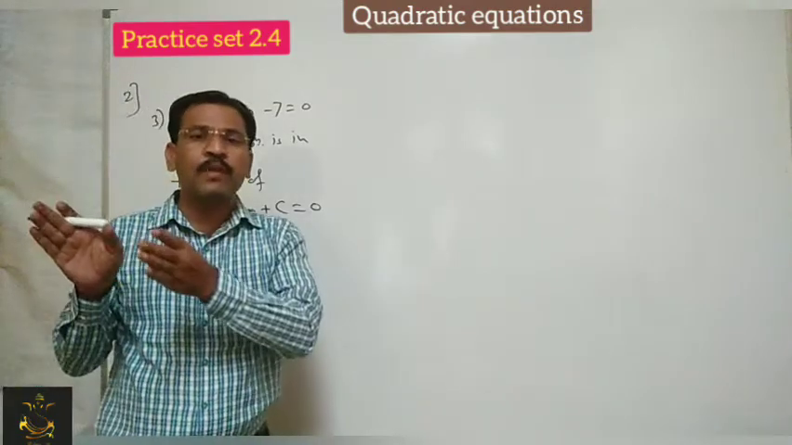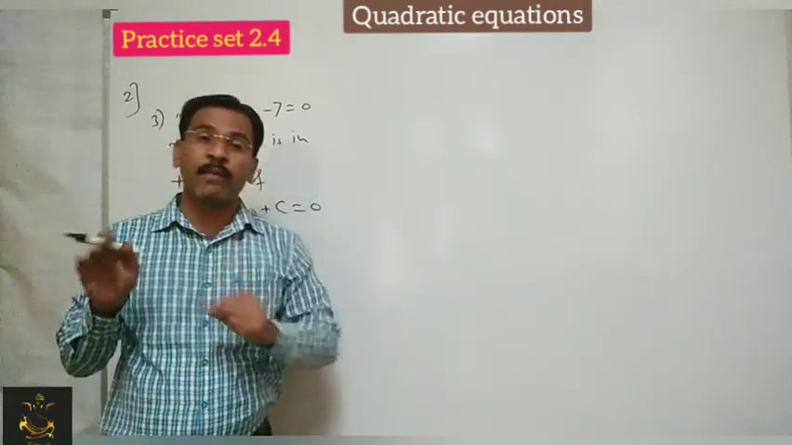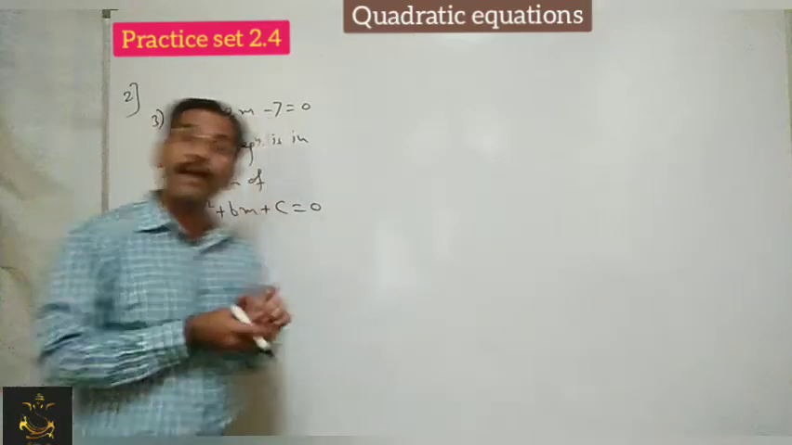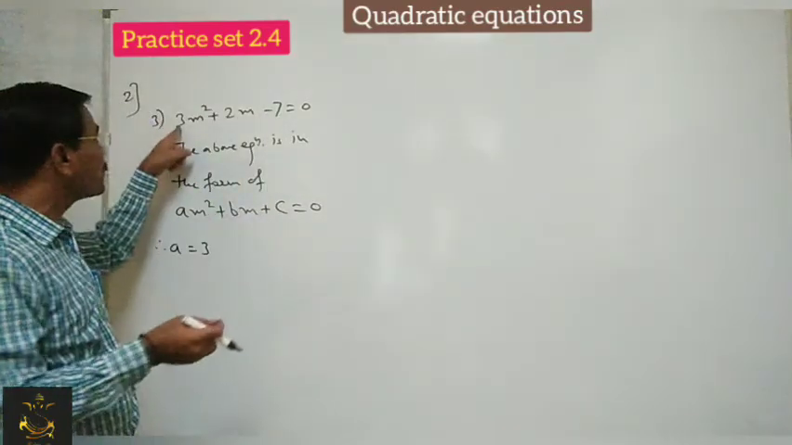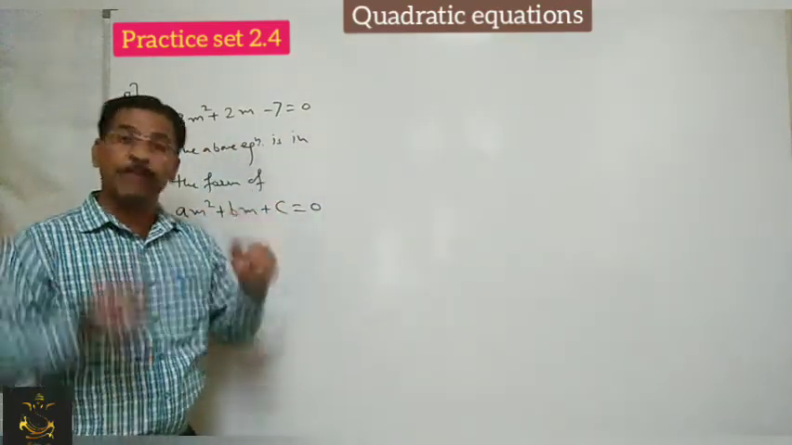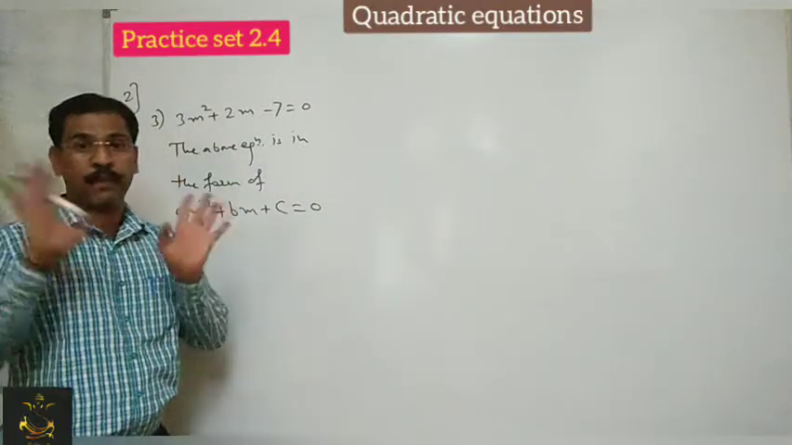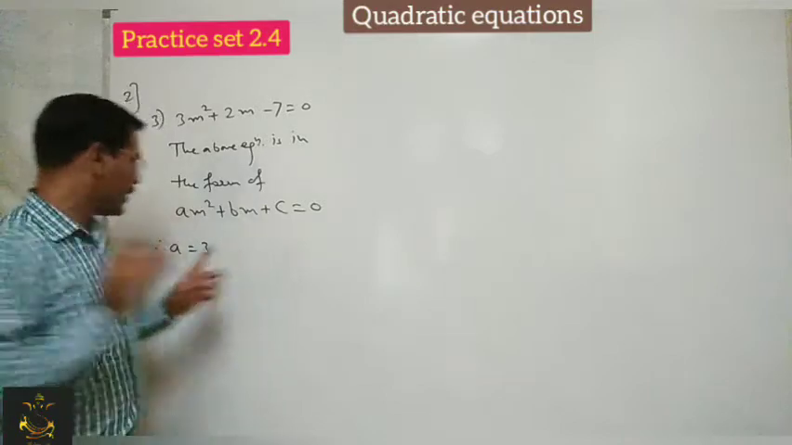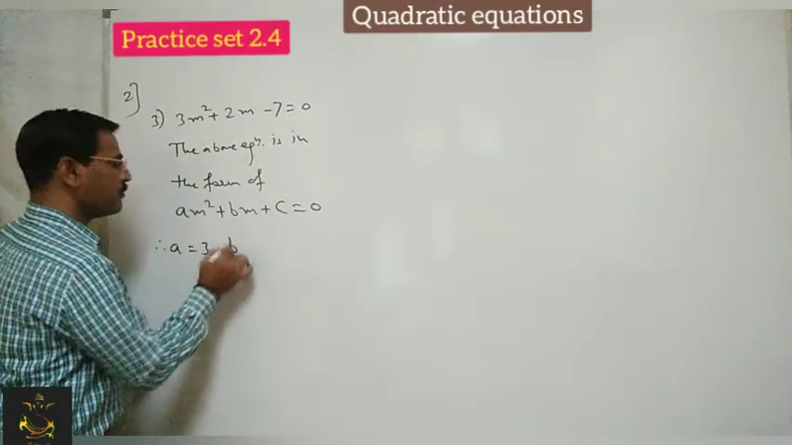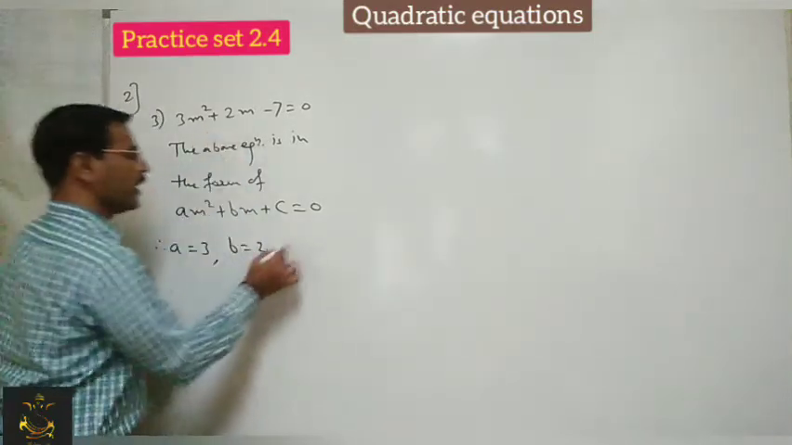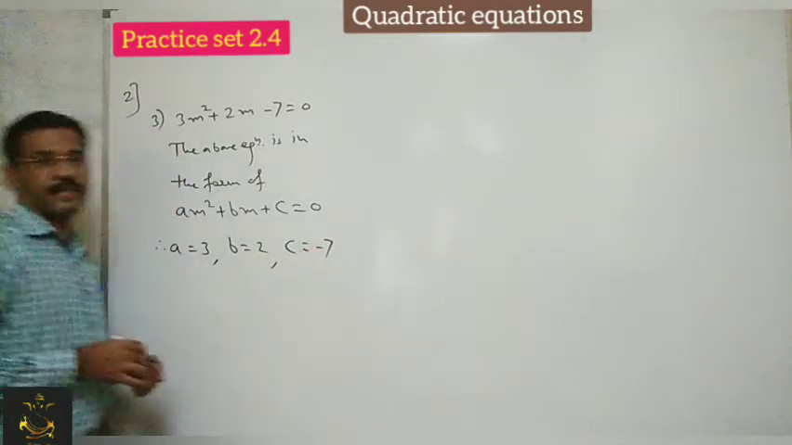Sometimes, look here. In the previous part, we studied the completing the square method. In that part, we had to divide by this 3 on both sides. But now in this particular method, keep it as it is. Remember friends, that is the difference. Okay? Now, a is 3, b is here 2, and c is minus 7.